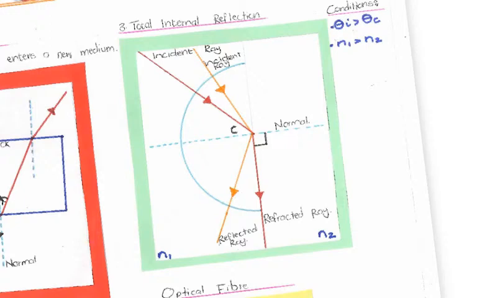Now you can ask, what is the critical angle? The critical angle is the angle of incidence for which the refracted ray travels along the interface. If the ray is traveling at an angle which is greater than the critical angle, it is reflected back into the same medium, and this is called total internal reflection.